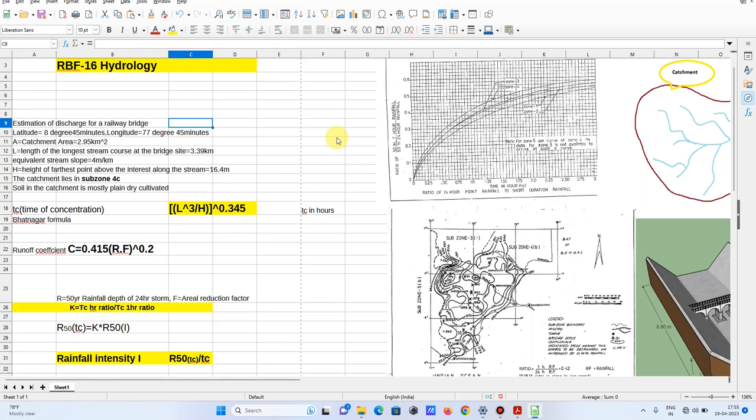It is an improvisation of the conventional rational method, where the limitation of the conventional rational method is up to 80 hectares. But with this improved RBF-16 hydrology method, with consideration of the regional geography features incorporated in this improvised rational method, it can be used for areas more than 25 square kilometers.